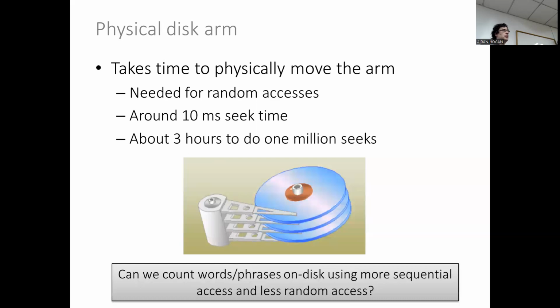How could we do this without all these random accesses? How could we count the words in such a file without using random access? Any ideas? It's nothing like what we were doing in memory. So we're not going to jump around on disk anymore. You could sort the file before processing it? Yep, we could use sorts.